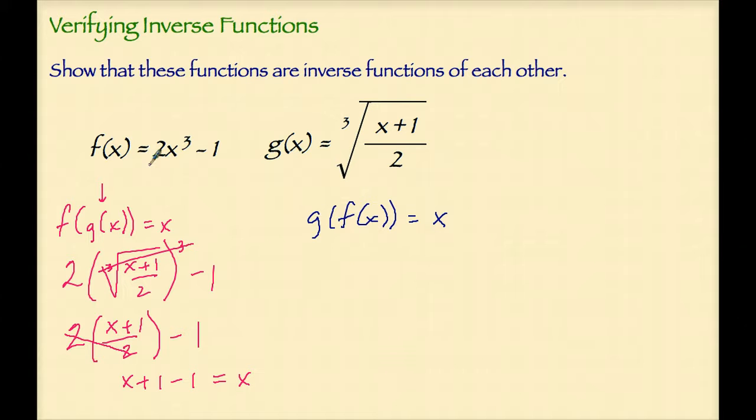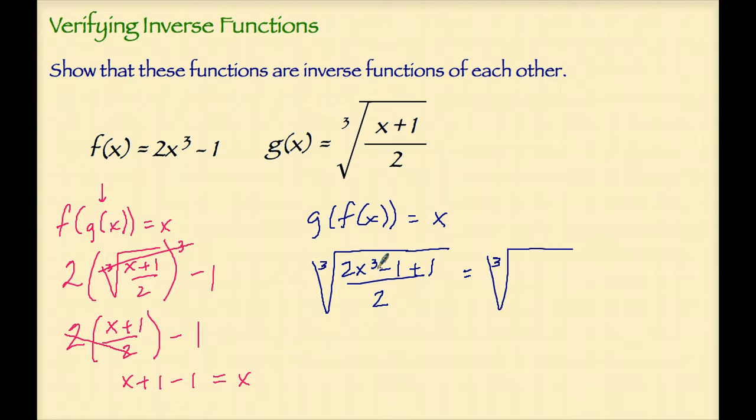In this case, we'll take the entire f function and insert it in for x in the g function. This is going to give us the cubed root of 2x cubed minus 1 plus 1 over 2. And under the radical now, we'll have this simplified form, 2x cubed, since the negative 1 and 1 cancel, 2x cubed over 2, which reduces to the cubed root of x cubed, which is also indeed x. Therefore, we have verified that f of x and g of x are inverse functions of each other.